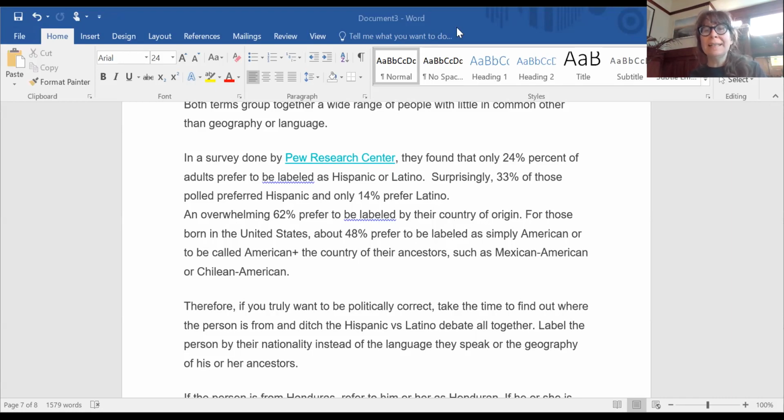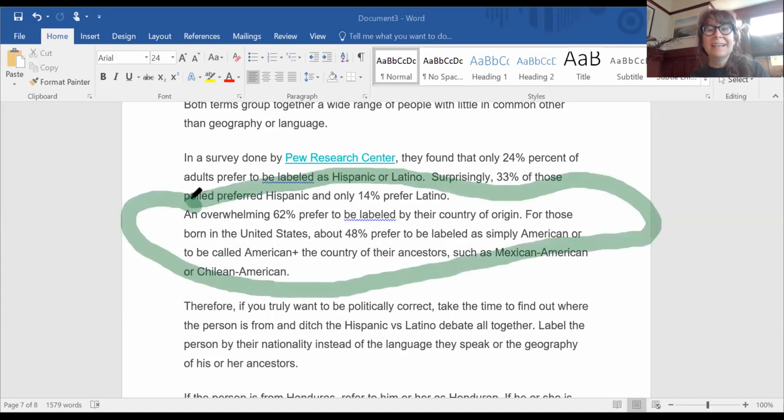Ooh, this is something that I need to majorly annotate. Let me circle this. This is super important. For those born in the United States, about 48% preferred to be labeled as simply American or to be called American plus the country of their ancestry, such as Mexican American or Chilean American.